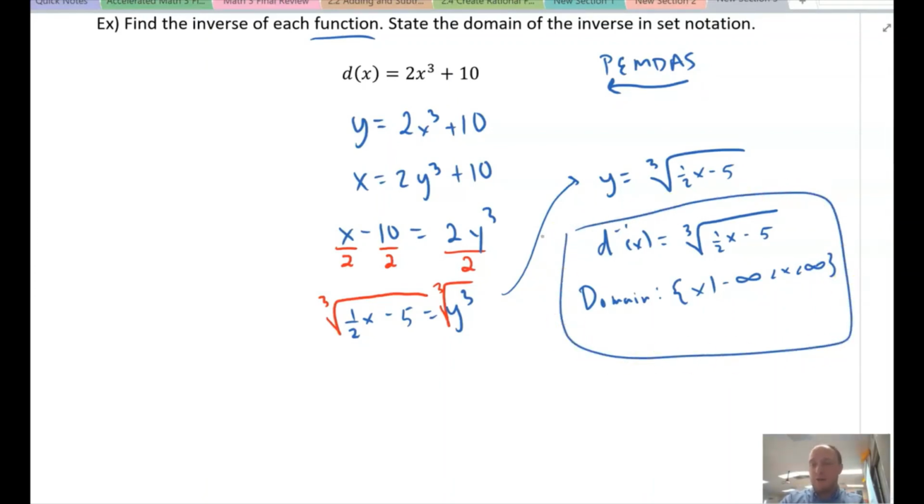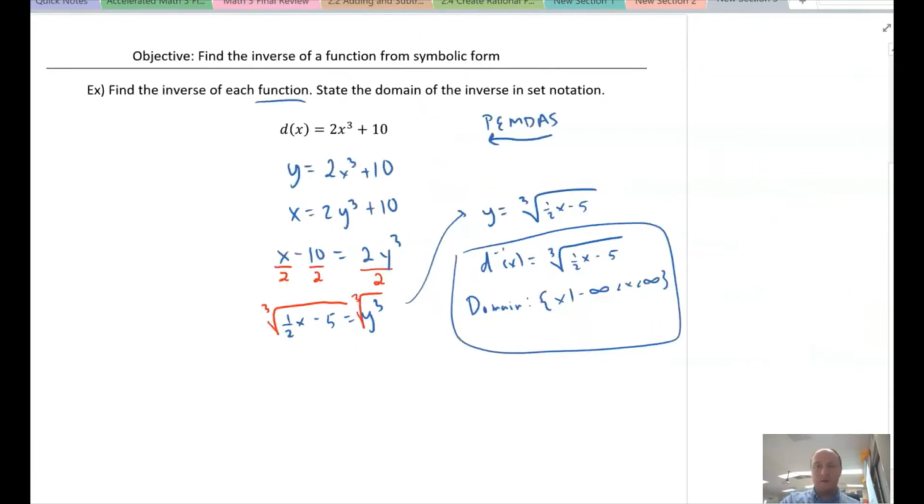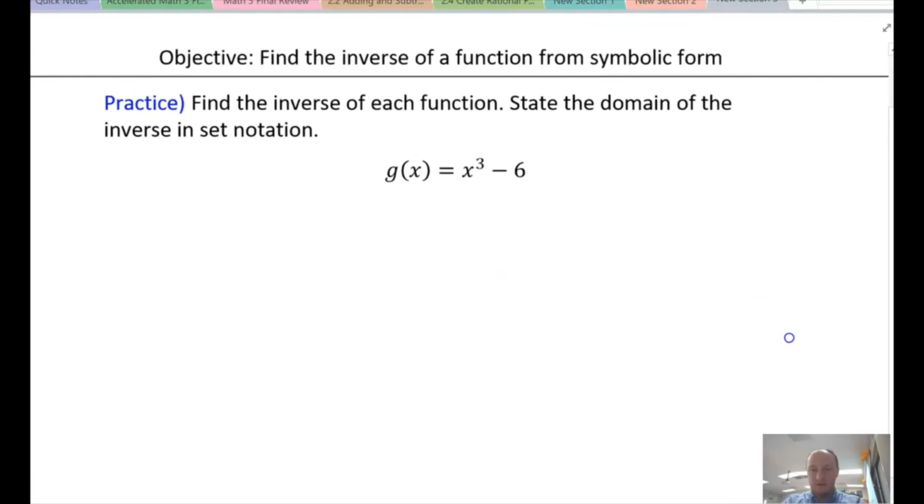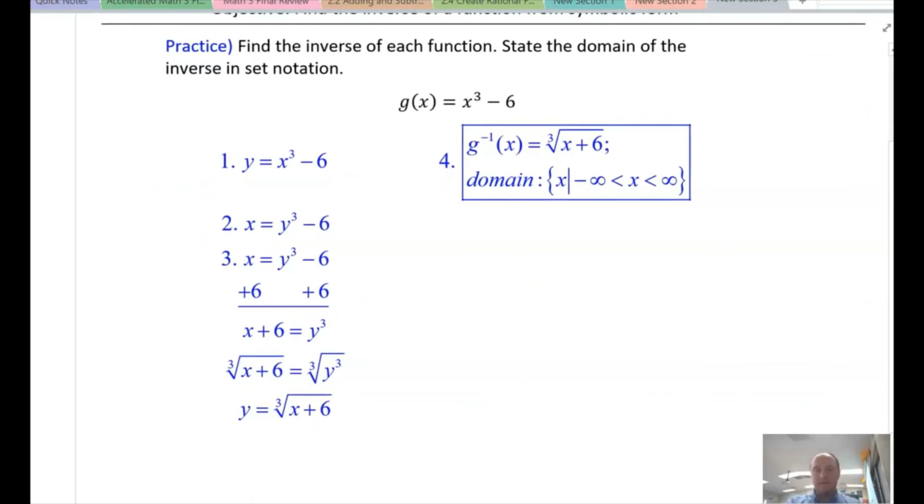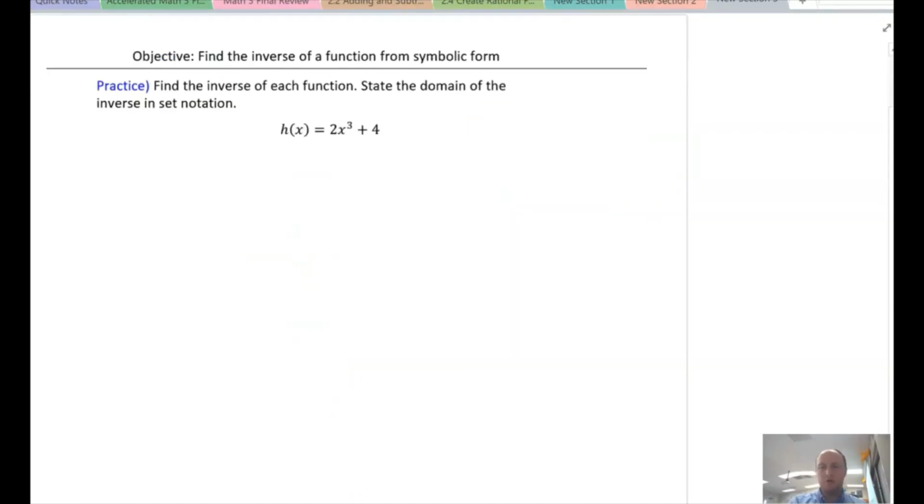Okay, so here's a practice problem. I'd like you to pause the video. If you have any questions, write them down so you can ask me when you get into class. Okay, and here are the answers. Did you do it? Good. Here it is. So there's our inverse. And again, notice domain, all real values from negative infinity to infinity and beyond.